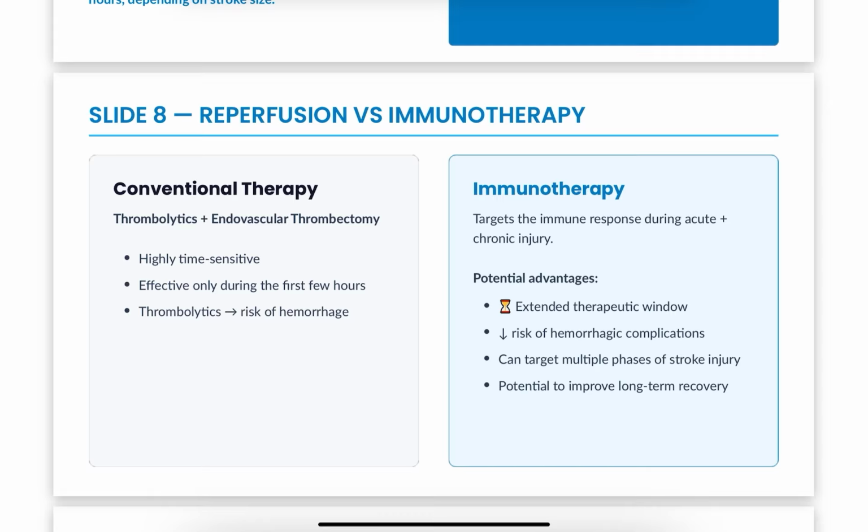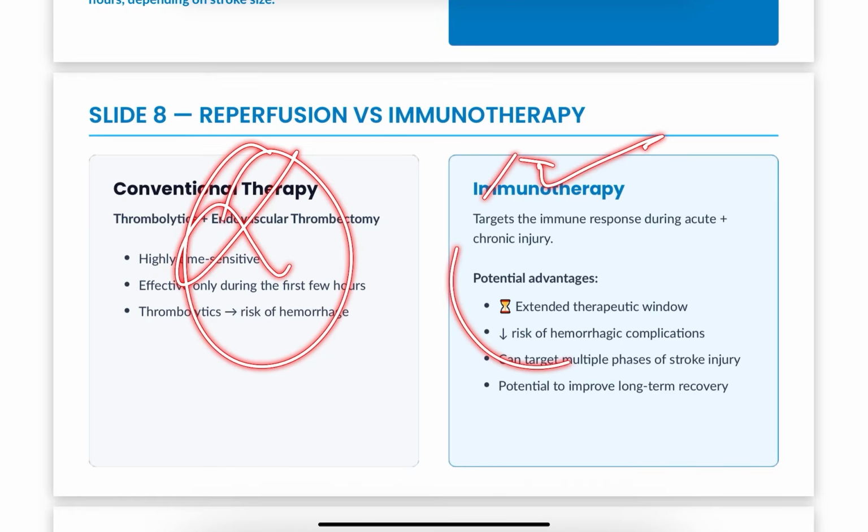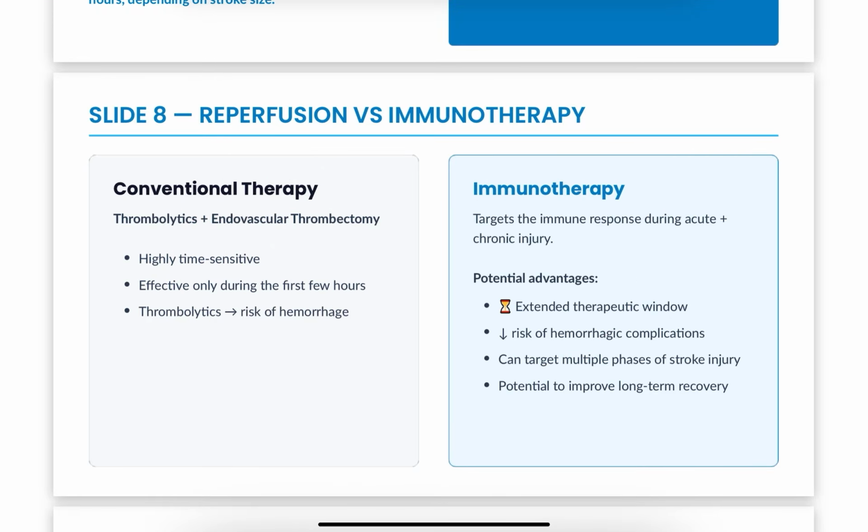So we're not saying that immunotherapy replaces the reperfusion or the conventional therapy. The idea about immunotherapy is that it could potentially complement this existing treatment by targeting the immune response that continues after the initial vascular event. So it's improving long-term recovery. It's extending the therapeutic window. It's not as if we cancel this and take this. No, this and this, they are complementing each other.